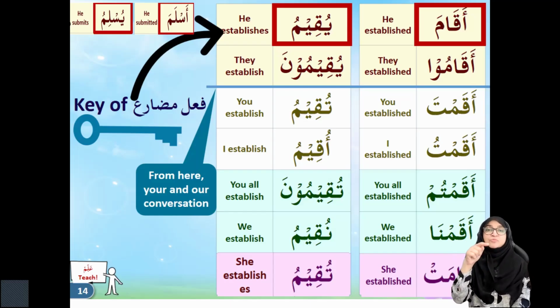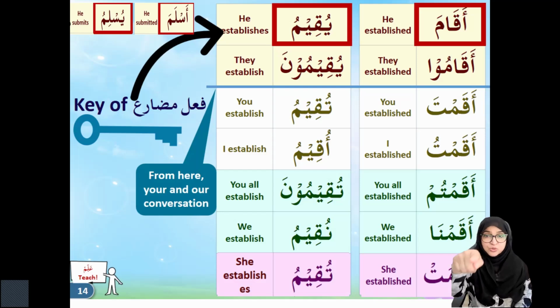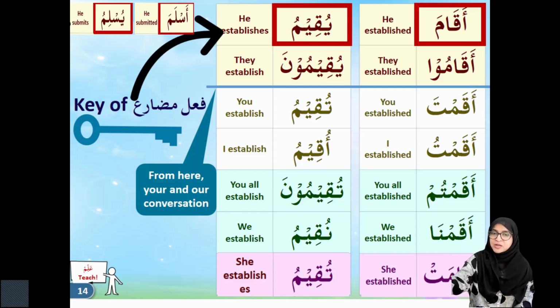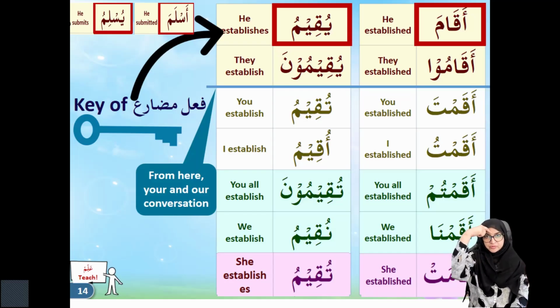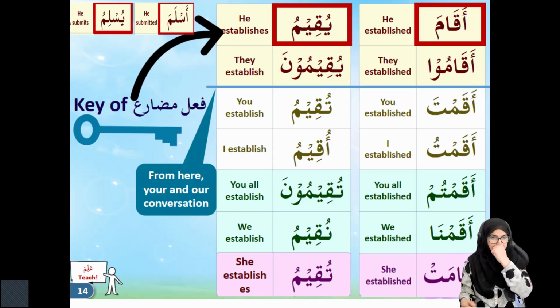And then tuqimu, you establish. Uqimu, I establish. Tuqimu, uqimu. So yuqimu, he establishes. Yuqimuna, they establish. Tuqimu, you establish. Uqimu, I establish. So let's practice these four together. Yuqimu, yuqimuna. Tuqimu, uqimu. Again. Yuqimu, yuqimuna. Tuqimu, uqimu. So this is easy.